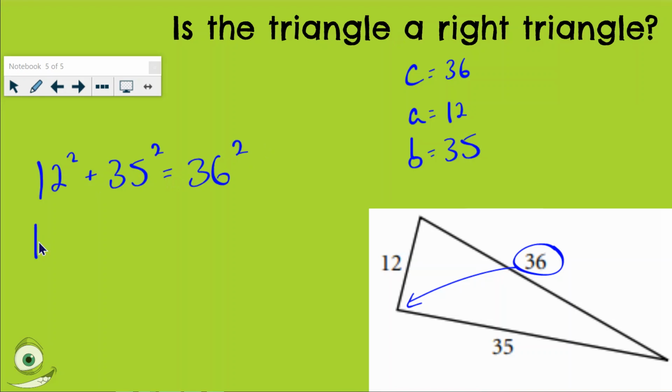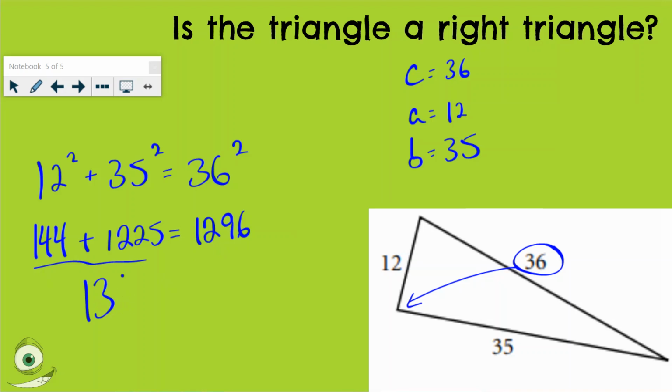So that's going to give us 144 from 12 squared. 35 squared is 1,225, and 36 squared is 1,296. So I'm going to add these two together and see if it actually does equal that. It won't. It's going to equal 1,369, which is not equal to what C squared gave us, so this is not a right triangle.